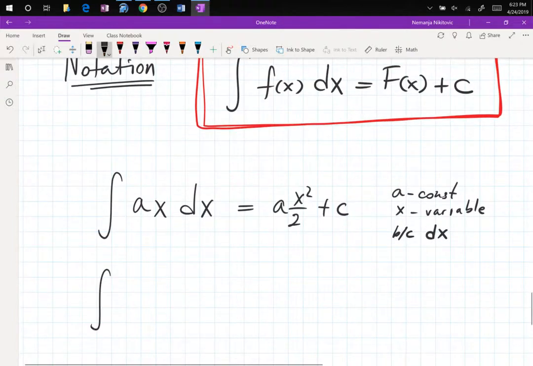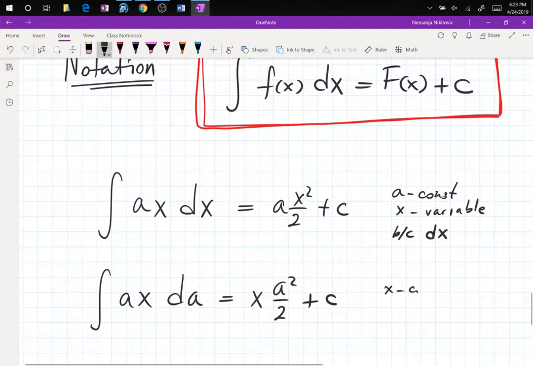Next row, same problem, dA. The roles are now switched. x is a constant, a is a variable, plus c. So x is a constant and a is a variable because of dA.